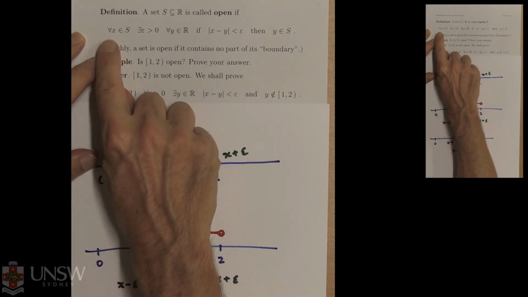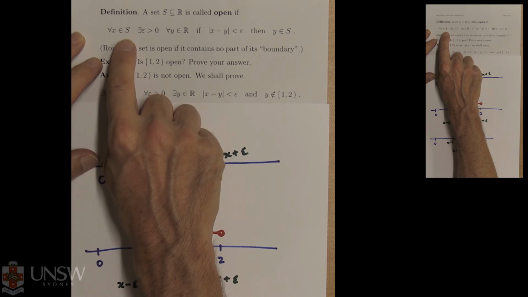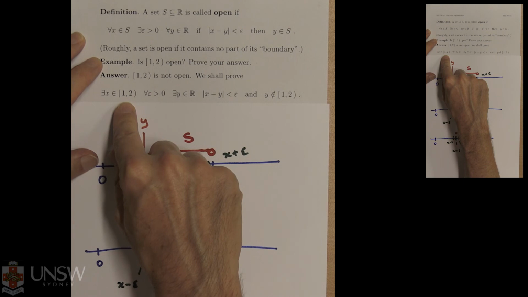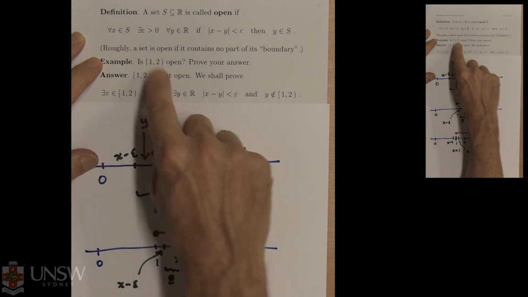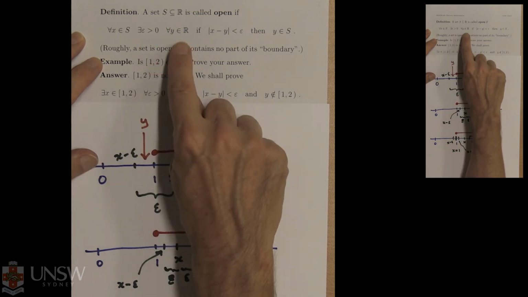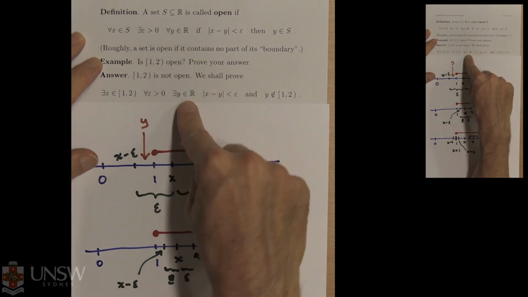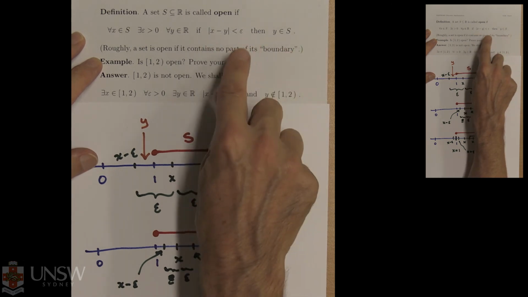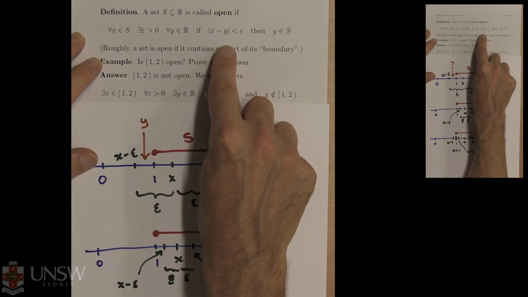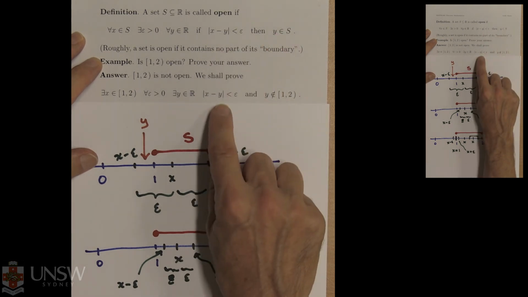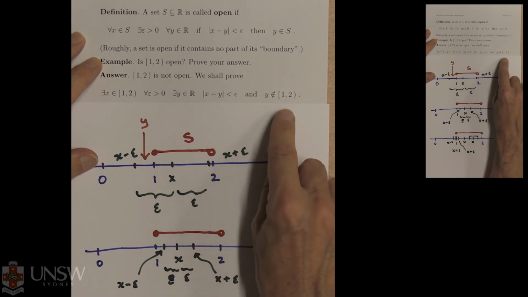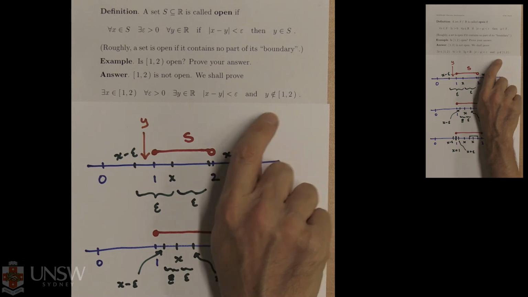I have to prove that there exists an element x in S, where S in this case is the interval from 1 to 2, such that for all epsilon greater than 0, there exists a y in the set of real numbers, such that this statement is false. Now, how can an if-then statement be false? Well, if A then B, the only way that can be false is if A is true and B is false. In other words, the absolute value of x minus y is less than epsilon, and y is not in the set. Again, reminding you the set S in this case is the interval from 1 to 2.